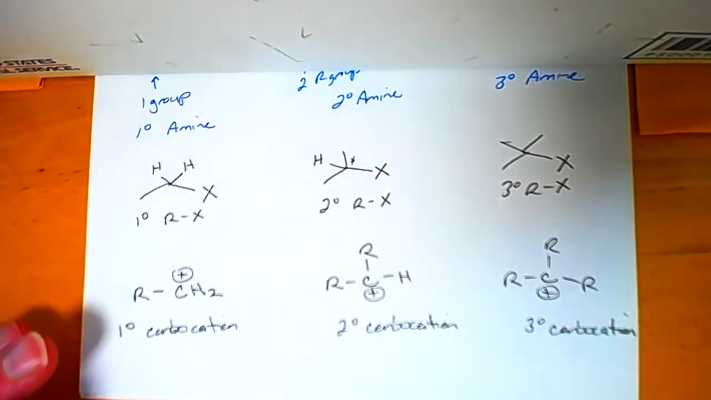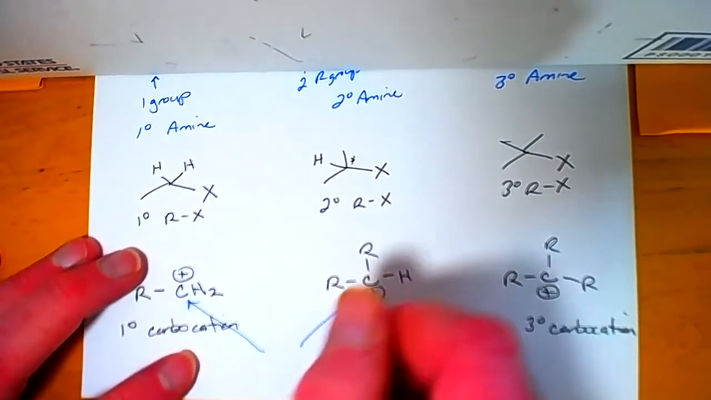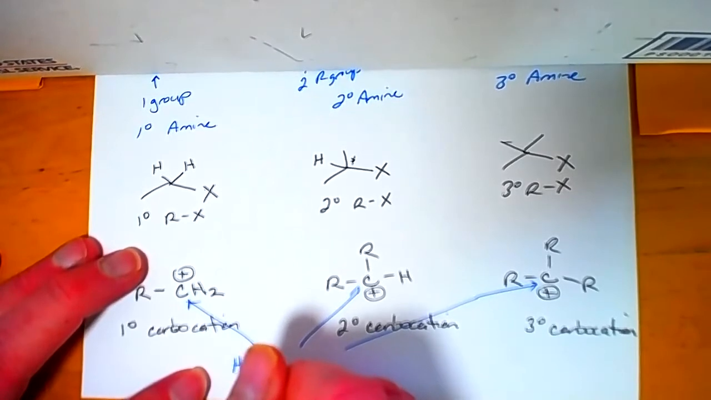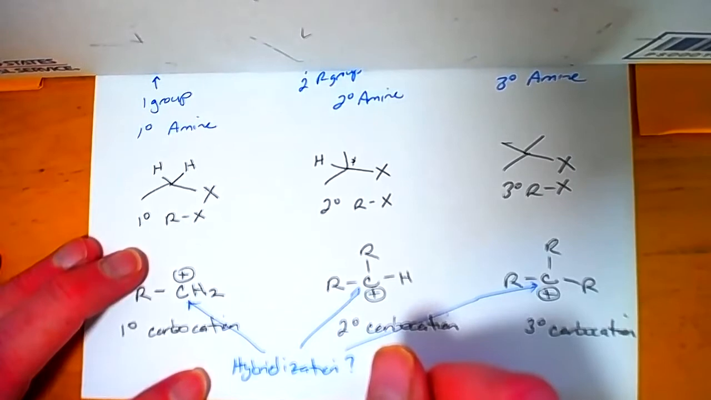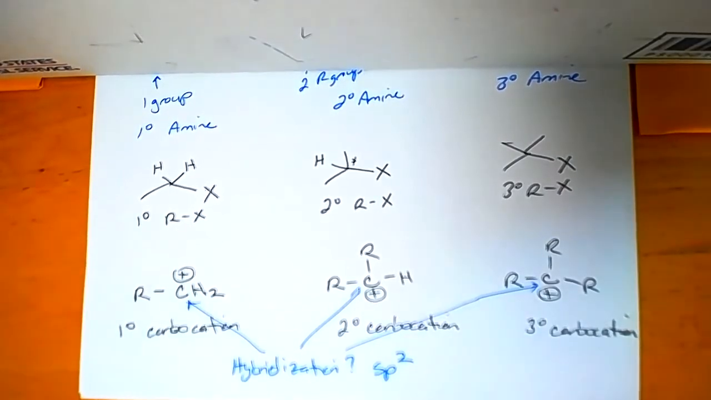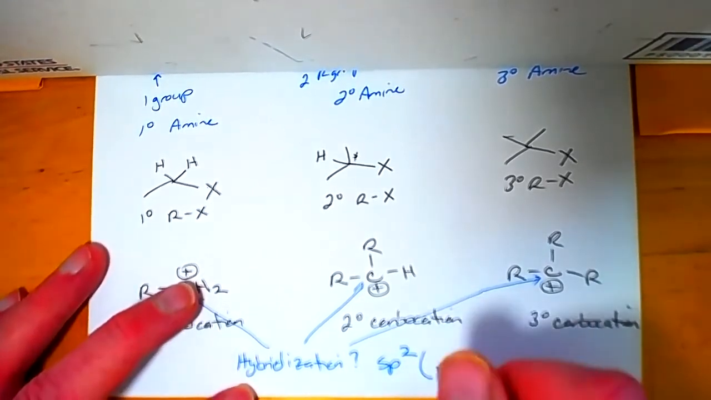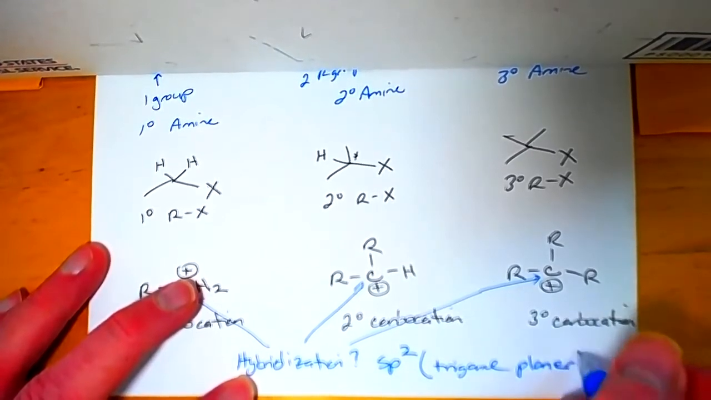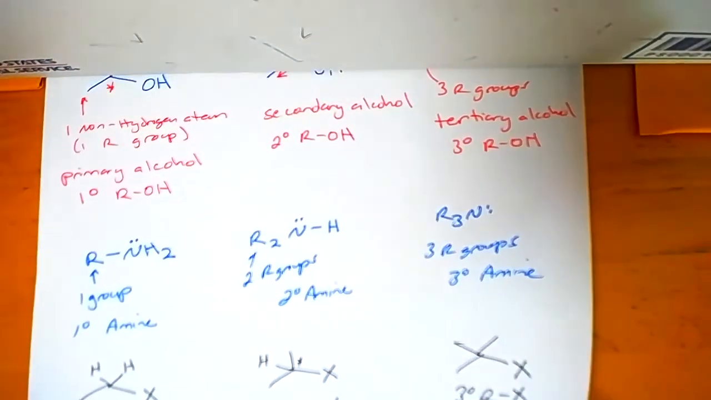Now, I don't know if I mentioned it or not, but I want to mention it now: in all 3 of these cases, all 3 of these carbons here, what is their hybridization? And if you said sp2, then you are correct. There are only 3 groups around those carbons, and so by definition, they are trigonal planar and sp2 hybridized. Okay, that will be very important down the road.